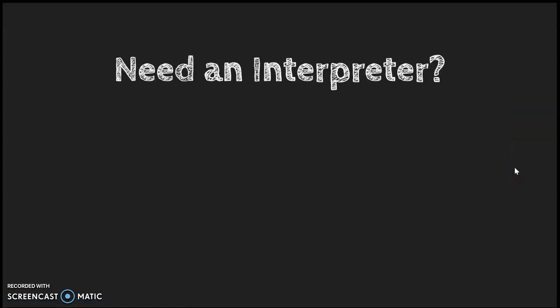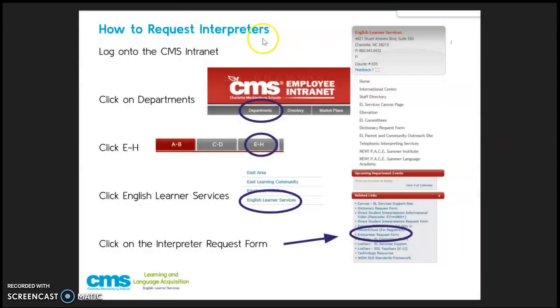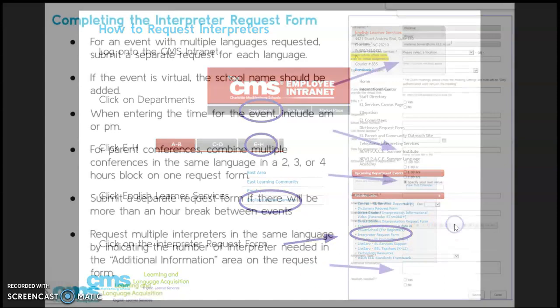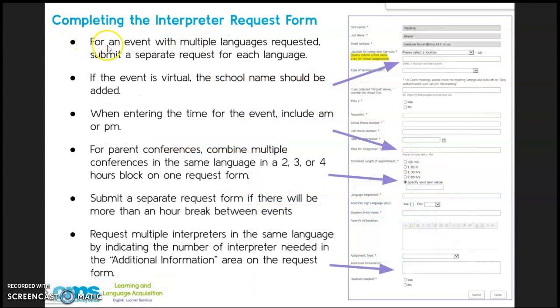Okay, now, do you need an interpreter? Okay, how to request interpreters. You log on to the intranet, departments, English Learner Services, click on the interpreter request form. Okay, for an event with multiple languages requested, submit a separate request for each language. If the event is virtual, the school name should be added. When entering the time for the event, include AM or PM. That's important when it says, say, 5 or 6 or 7, you know.